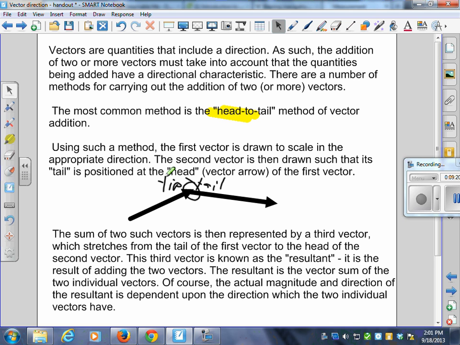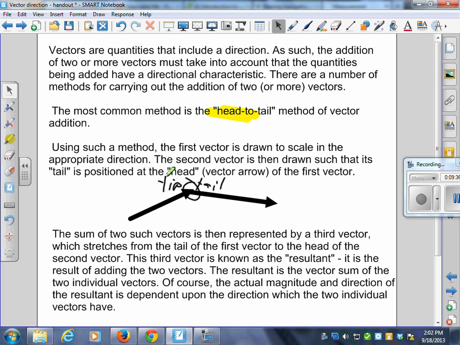So the tip and the tail are the same thing? No, this is the tip of the first one, and this is the tail of the second one. Tip is the front, the pointy end. Tail is the non-pointy end. If I could use technical language like that.